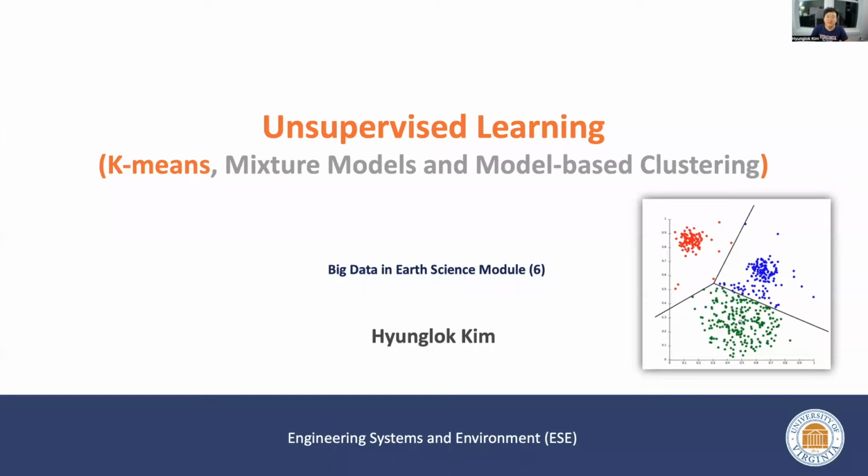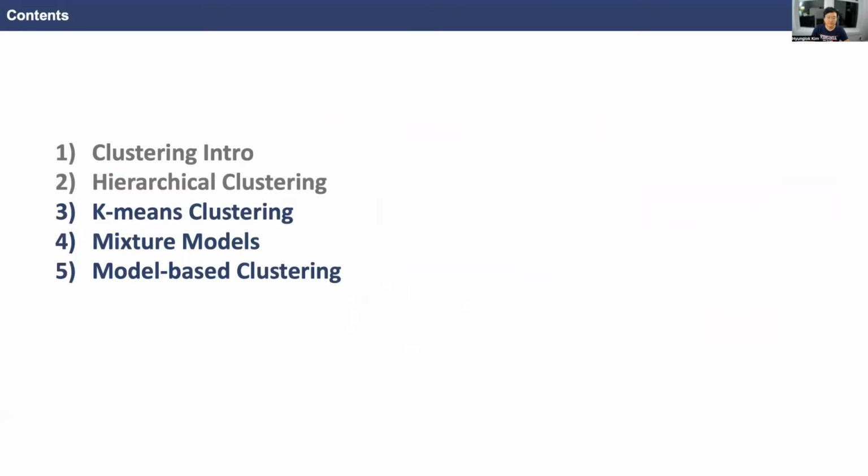Hello, everyone. In this module 6 and the next module, I will discuss three clustering methods: the k-means, mixture model, and model-based clustering. Simply, k-means clustering is used to partition an observation into k clusters in which each observation belongs to the cluster with the nearest mean. And mixture models are probabilistic models for representing the presence of subpopulations within an overall population.